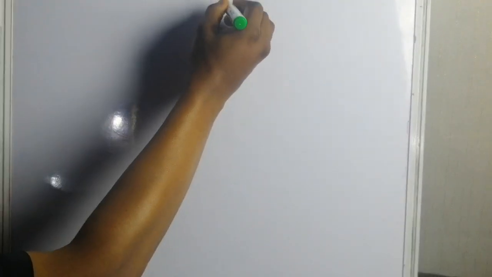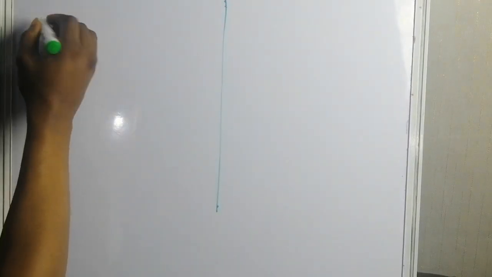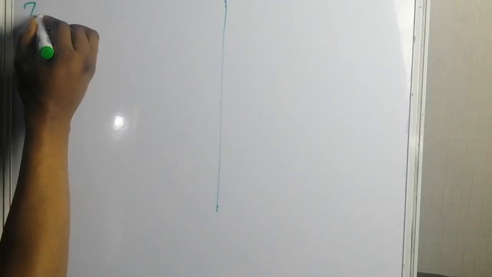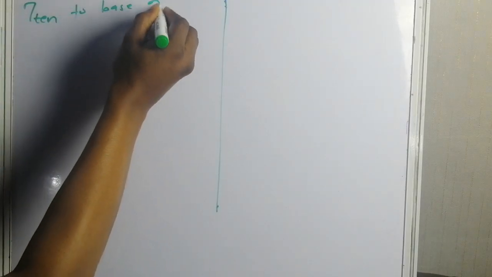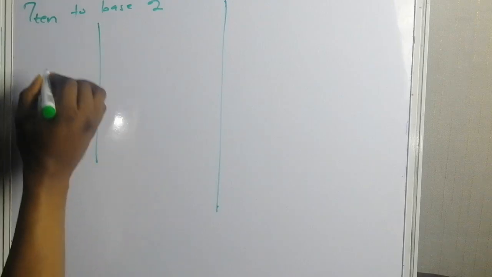Let us quickly do it for 6 and 7 here. For 7, let me just rule this and bring this down. So let's say 7 in base 10 to base 2. We do the normal table.